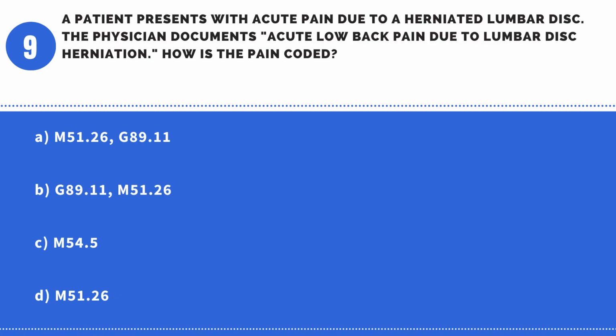Question 9. A patient presents with acute pain due to a herniated lumbar disc. The physician documents acute low back pain due to lumbar disc herniation. How is the pain coded? A. M51.26, G89.11. B. G89.11, M51.26. C. M54.5. D. M51.26.